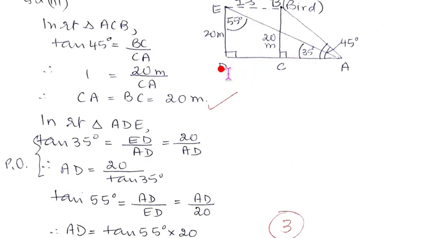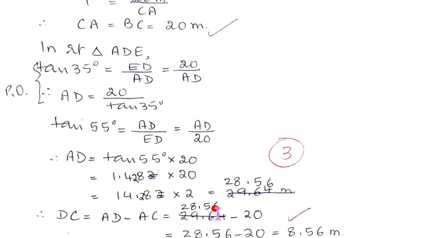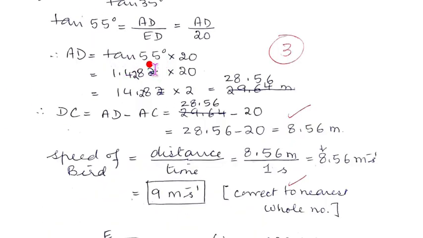So tan 55 will be AD upon ED. So AD upon 20, because ED also is 20. So AD will be equal to 20 multiplied by tan 55. And now you will see that things become pretty simpler. So tan 55 into 20 will give us 1.428. That is the value of tan 55 into 20. I use this 0 to shift the decimal, and it becomes 14.28 multiplied by 2, which is 28.56 meter.